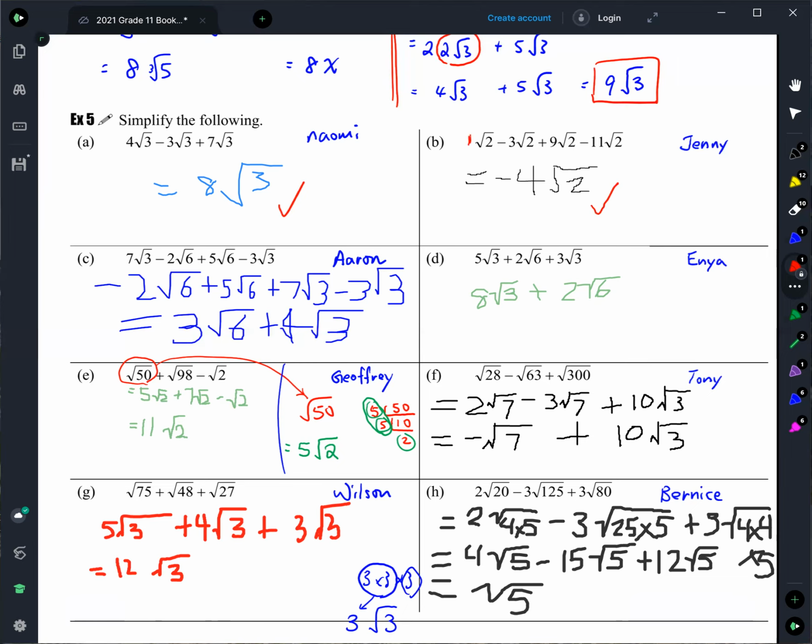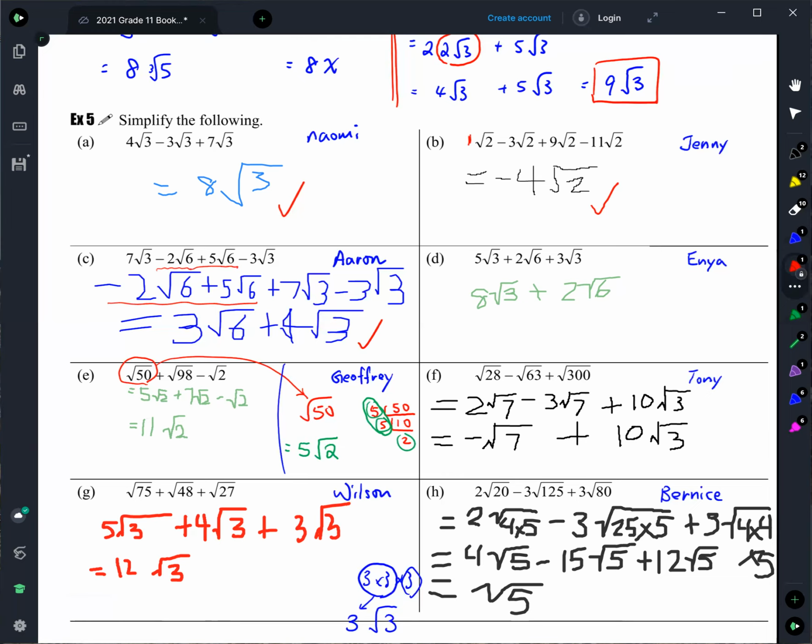And then the next one, it looks like Aaron reordered it first. He put all the like terms together. The negative 2 root 6 and 5 root 6 put together, and then the 7 root 3, all the root 3 put together. So you have 3 root 6 plus 4 root 3. That's correct as well.